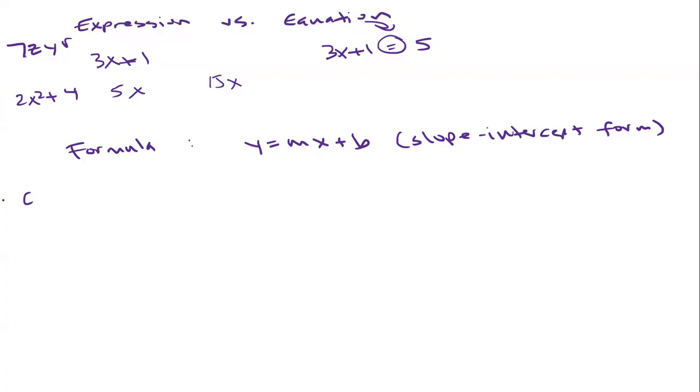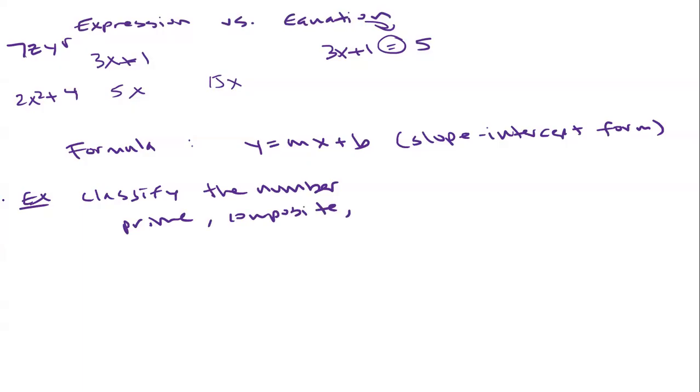Okay, so this next part, what we want to do is classify the number. We can write it as: classify as prime, composite, or neither. So let me write these down: 36, 0, 13, and 900.